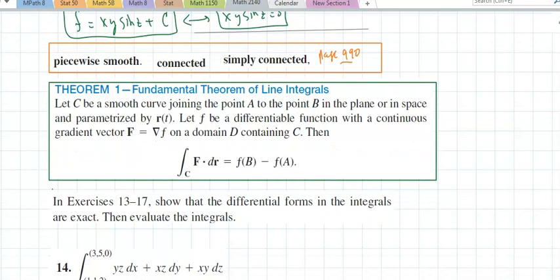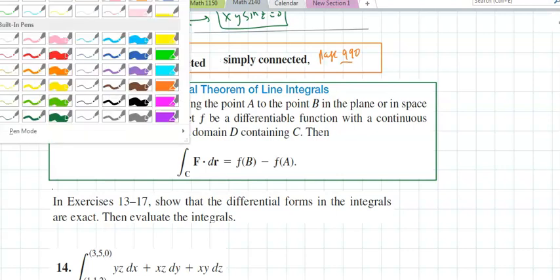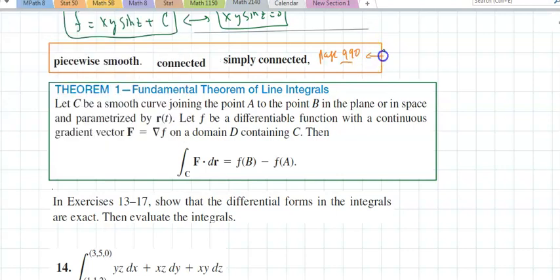Now, on page 990, you will notice we have some talks about piecewise, smooth, connected, and simply connected. The reason I'm not getting into those fully, because they use those terms in some definitions throughout the chapter, but there are no exceptions. Every time we do a problem, it's either piecewise or connected or simply connected.